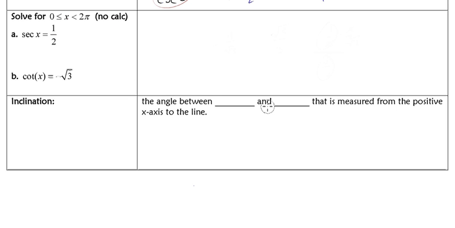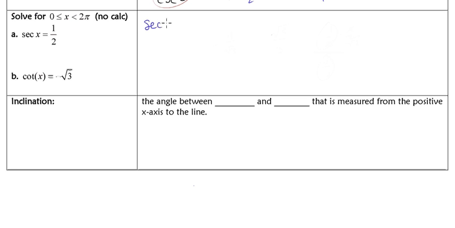Two more problems. Solve for x when it's between 0 and 2 pi. So we're dealing with radians here, and no calculator. First one: secant of x is 1/2. Let's go ahead and work through that.